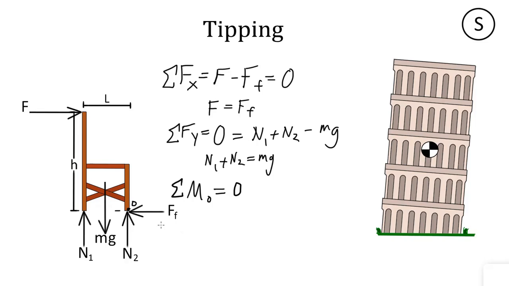So let me get rid of that line of action. Really, this causes 0 moment. Same thing for N2. N2's line of action goes through the point also, so it's just going to have a moment of 0 because it's a distance of 0.